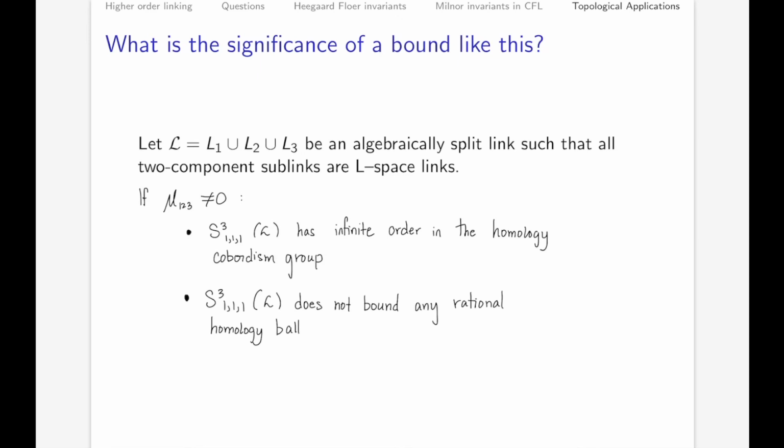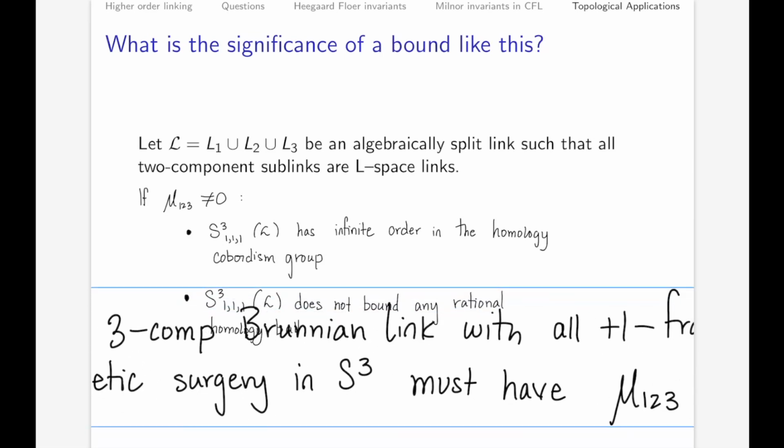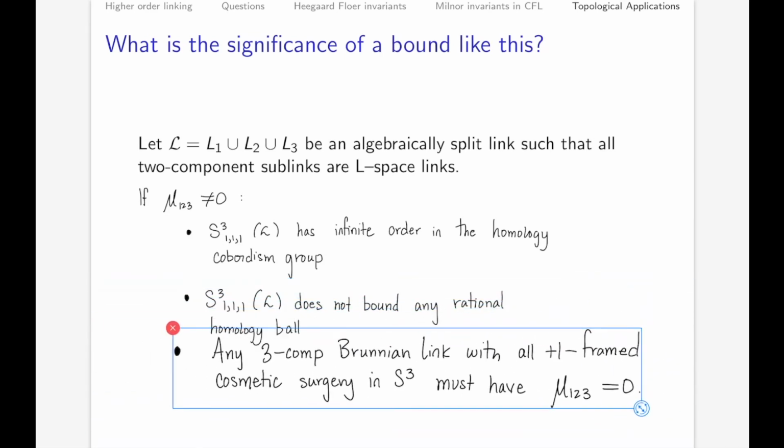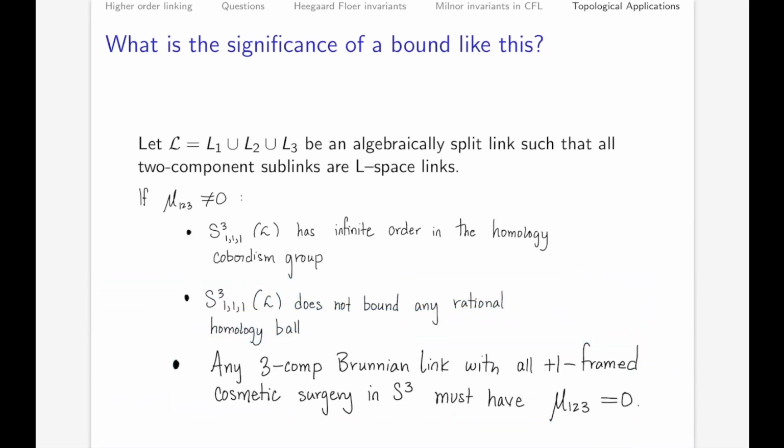Now, if you like to consider cosmetic surgery problems, and that means when you're doing a surgery that starts in a manifold Y and then ends up in the same manifold Y, that would be considered a cosmetic surgery, then you can say something like this. Any 3-component Brunnian link with an all +1 cosmetic surgery has to have triple linking number equal to 0. So these are just a couple of quick corollaries that you get out of a bound like what we have.